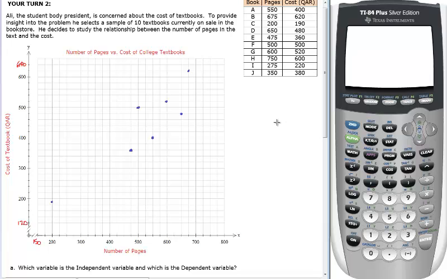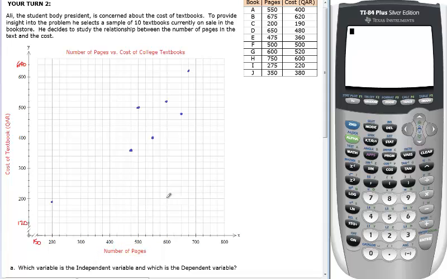So the independent variable, of course, is the one that predicts the other variable, and we want to know if the number of pages is related to the cost of the textbook. So the number of pages will be the predictor or the input variable, and that we put along the x. So the number of pages in the textbook would be your independent variable, and you can see I've already labeled that along the x-axis.